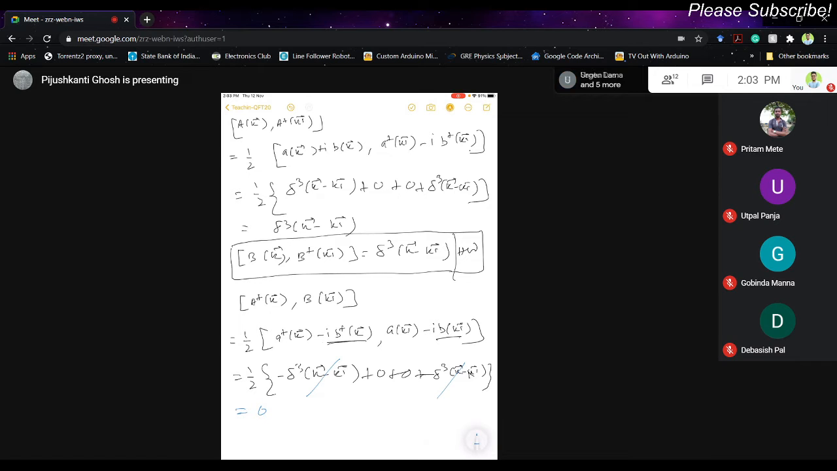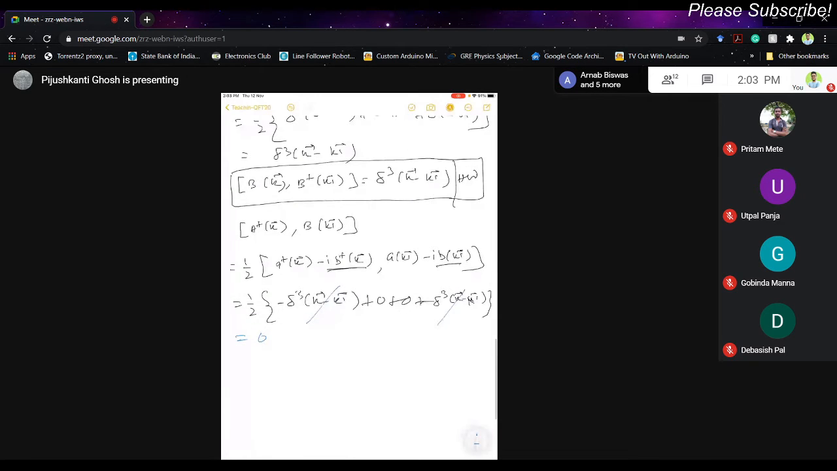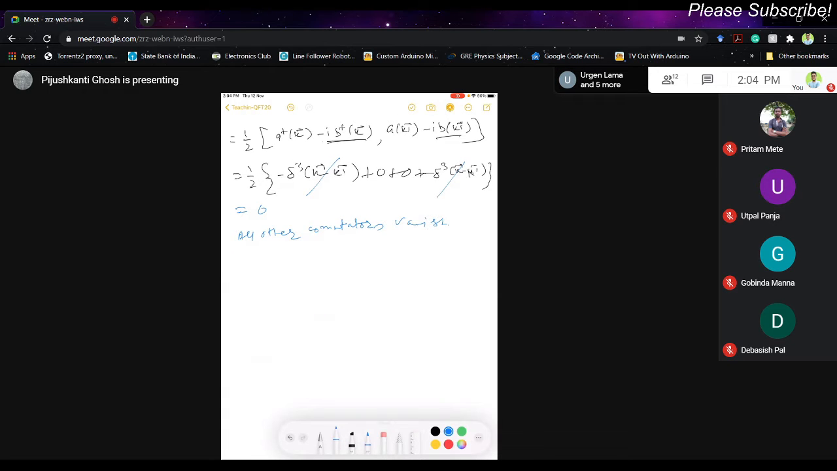So apart from these two, A_k A dagger_k prime is equal to delta cube k minus k prime, and b_k b dagger_k prime likewise, you can check that all other commutators vanish. So this is also homework. Check at home. Clear? Any question up to this? Any question up to this?